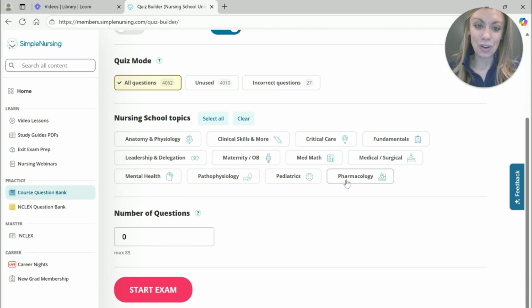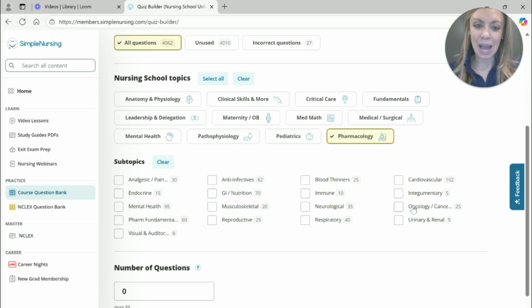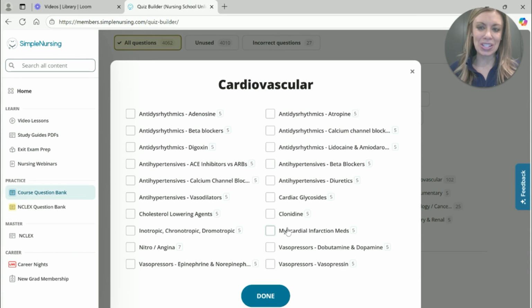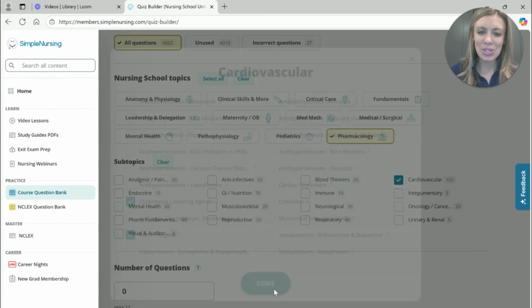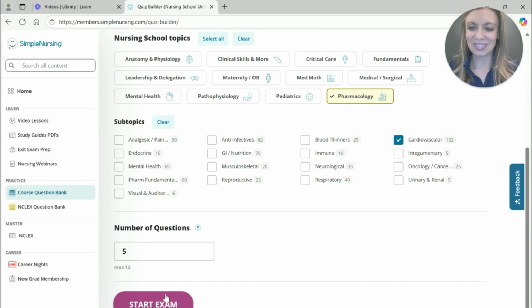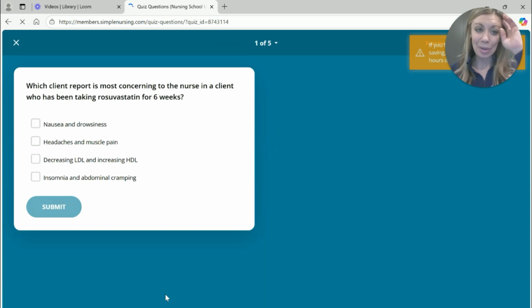So now I'm going to select pharmacology, and for today, I'm going to select cardiovascular. And now you can see there are all these different options. So let's say I have a very specific quiz tomorrow. It's so nice that you can actually personalize it to the topics that you want to focus on. So let's say my instructors told me that I'm going to have questions on cholesterol lowering agents, nitro. Let's just do those two. So done. Now I'm going to select five questions. And now I'm going to start the exam.